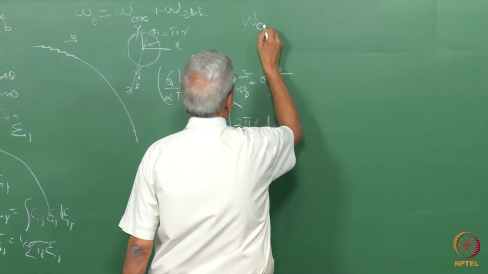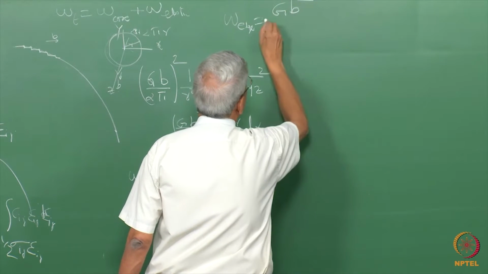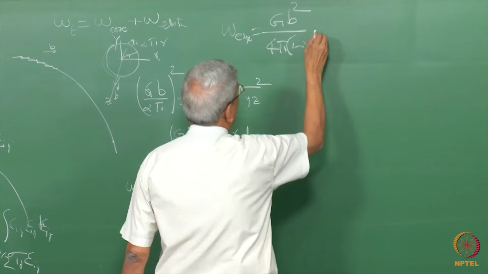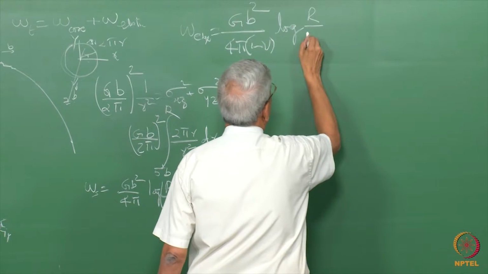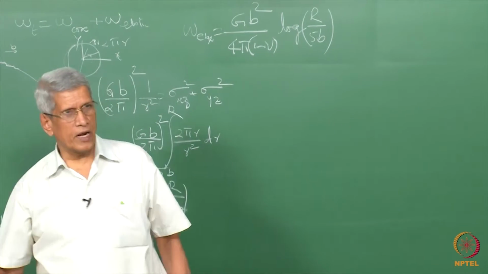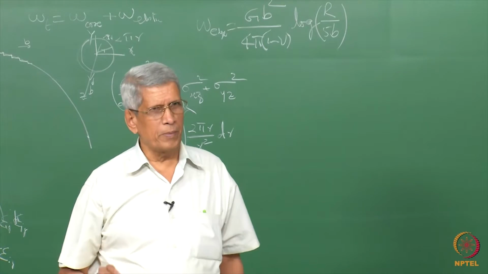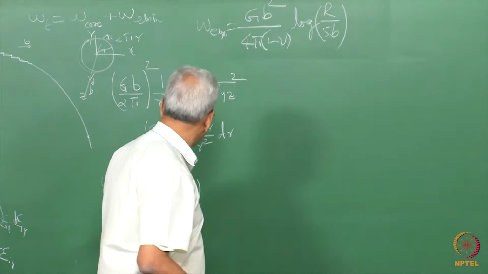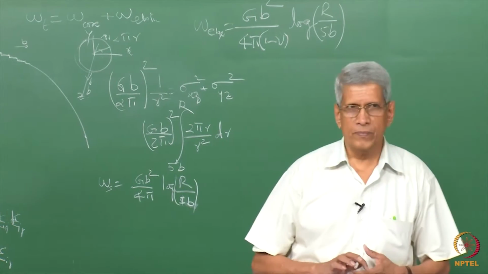For an edge dislocation, if we do it, this will turn out to be... though a similar methodology we can adopt for an edge dislocation, it is much more complicated. But finally the expressions are essentially similar. The only thing is that 1 minus nu comes in the bottom.